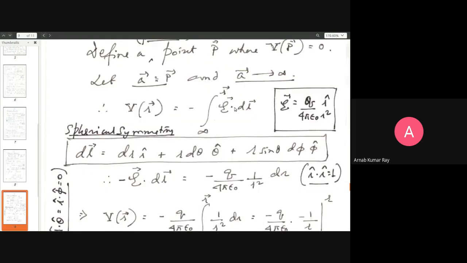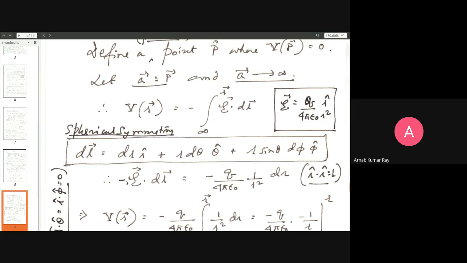Now what about E dot dl? E is equal to Q by 4 pi epsilon naught R squared R cap. In spherical symmetry, the line element is dr R cap plus R d theta theta cap plus R sine theta d phi phi cap. I hope you are aware of this. Minus E dot dl: you have a minus here and this E dot dl over here. We have to work on that.